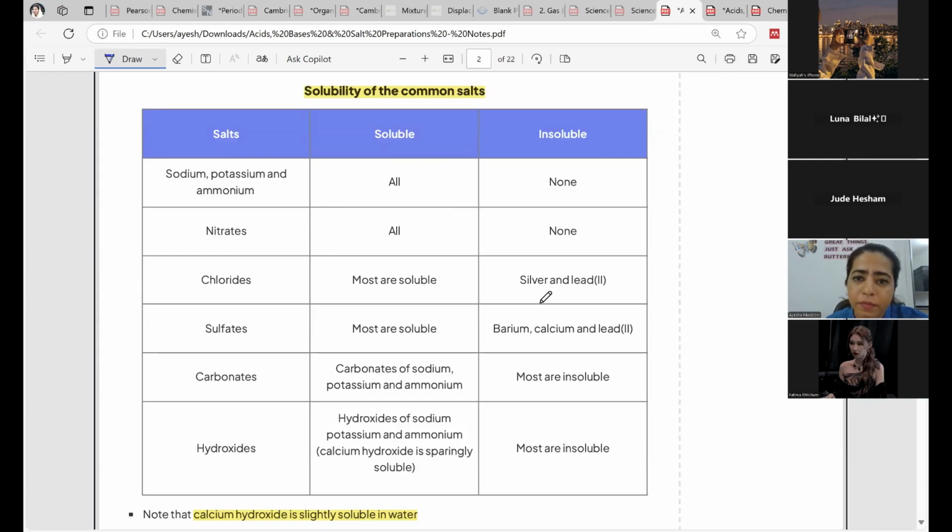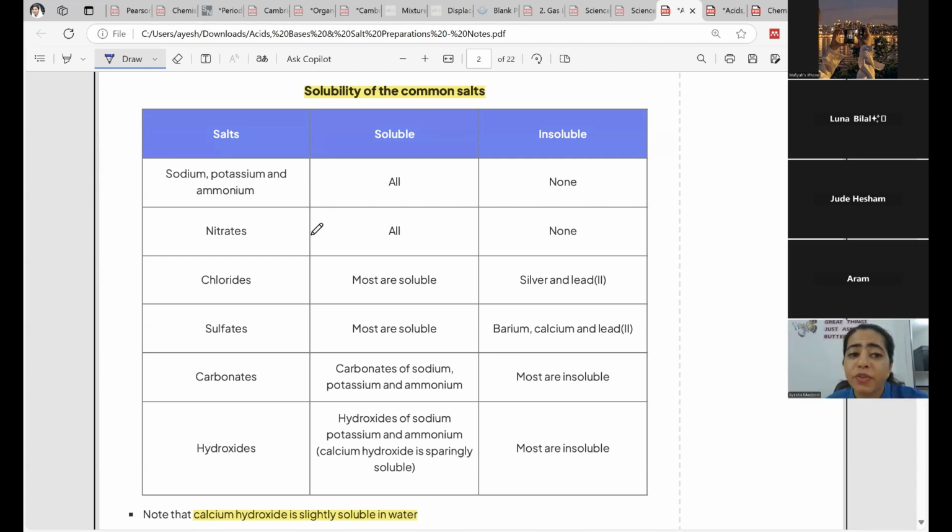Lead nitrate. We all agree on that one. It can only be lead nitrate, because any other lead salt you choose is insoluble. Any nitrate, and any sodium, potassium or ammonium salt, is going to be soluble. No risk. In case of chloride, sulfate or carbonate, you have to come to the table and think about it. But if you're choosing anything having sodium, potassium, ammonium or nitrates, it is 100% soluble. No need to think about it. No risk of any mistake.